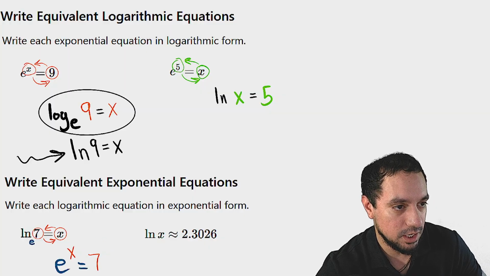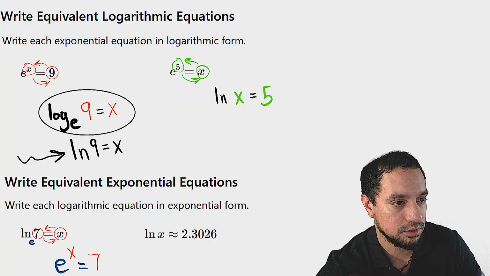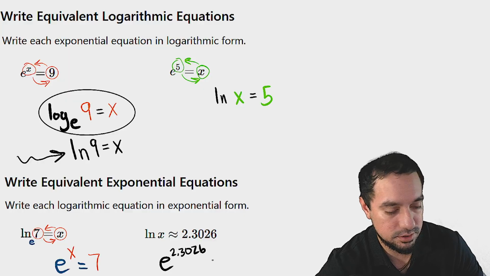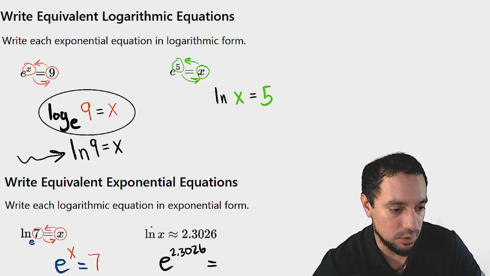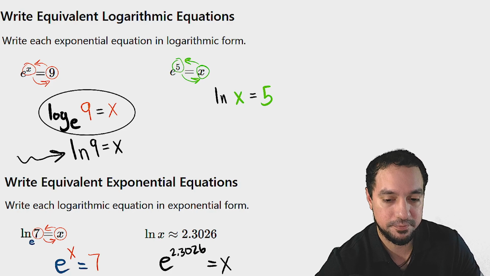All right, and last one here. So we'll start off with e to the 2.3026, and that's going to be equal to what used to be the argument of the logarithm. So it's equal to x.